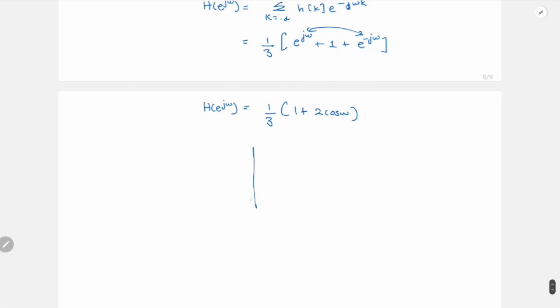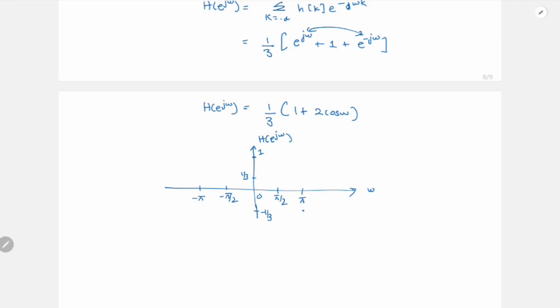So how is my H of e power j omega going to look? This is omega. Let's say this is pi and minus pi. Let me also plot pi by 2 and minus pi by 2. So at 0, this is going to be equal to 1 plus 2, 3. 1 by 3 will give me 1. At pi by 2, what happens? This term goes to 0, so I'll have 1 by 3. And at pi, cos omega becomes minus 1, so I'll have minus 1 by 3.